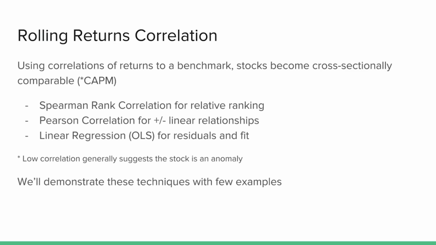First, I'll talk about the Spearman rank correlation that does very well for understanding relative ranking. The Pearson correlation that helps us understand positive or negative linear relationships, and linear regression with ordinary least squares for residuals and fit. And really the whole point is we can assume that low correlation to the SPY generally assumes that the stock is an anomaly itself because it cannot be explained by general concepts of the benchmark. And going forward, I will demonstrate these techniques with a few examples and how they really look when we try to apply them in real life scenarios.